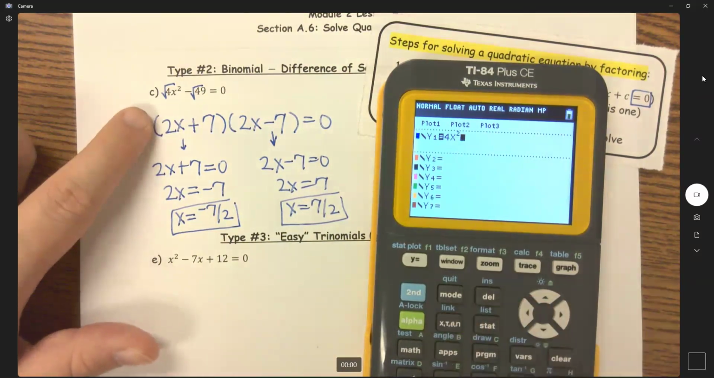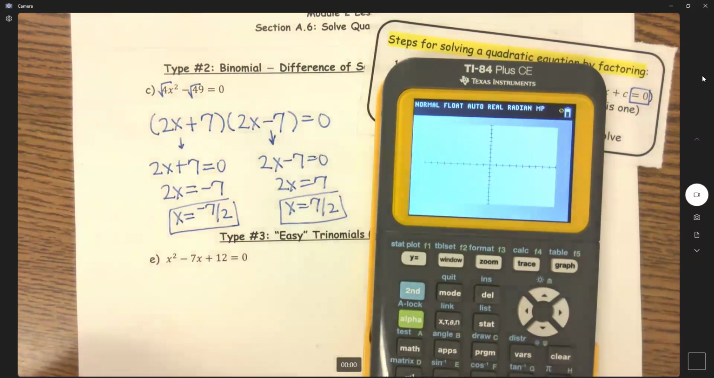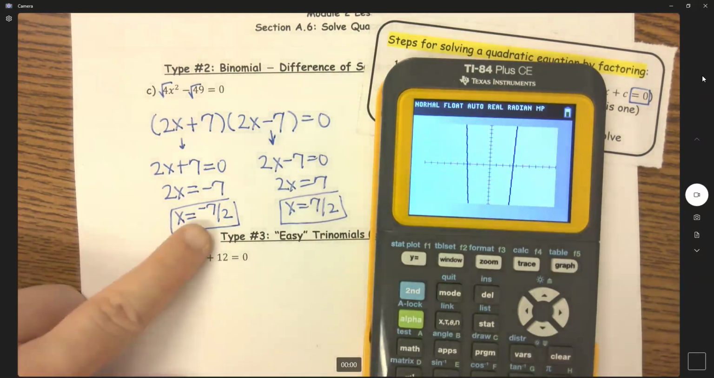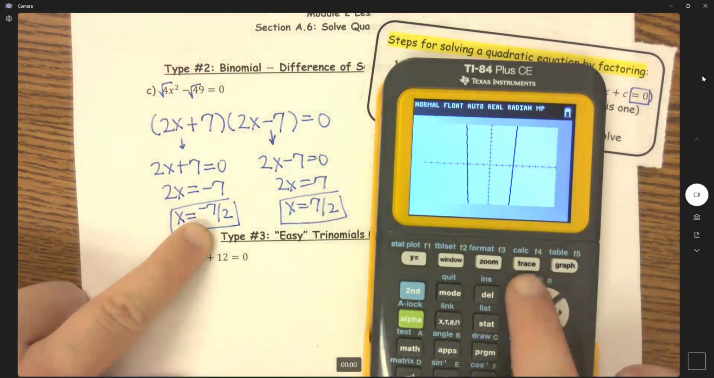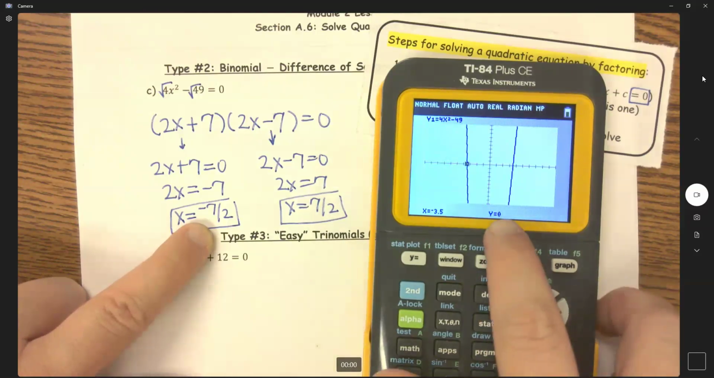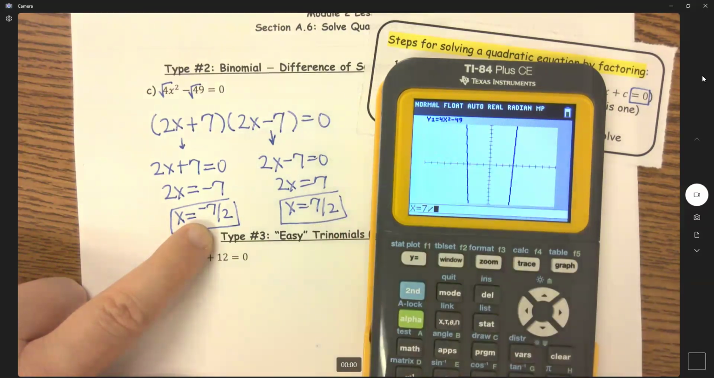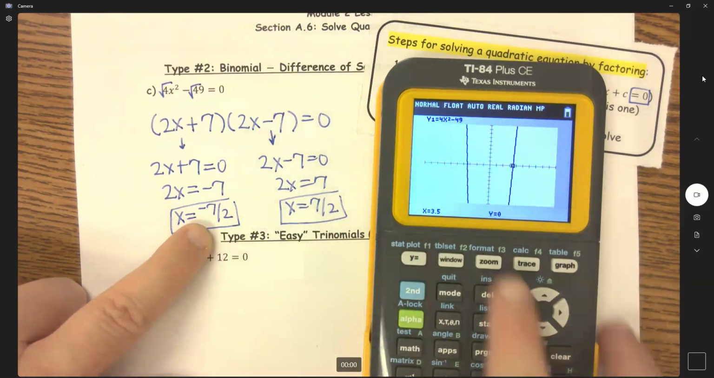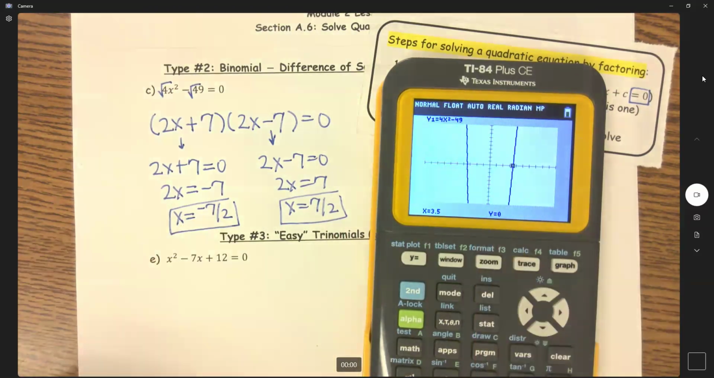We have 4x squared minus 49 graphed. Now this one's not as easy to just look at the graph and skip the factoring, because I can't really tell what those numbers are. But I'm going to check it. So I'm going to hit trace, and then I'm going to type in negative 7 divided by 2 and hit enter. And I do have a y-intercept right here of 0. Do the same thing here, 7 divided by 2, hit enter, and we have a y-intercept of 0. So we have solved for those x-intercepts correctly.